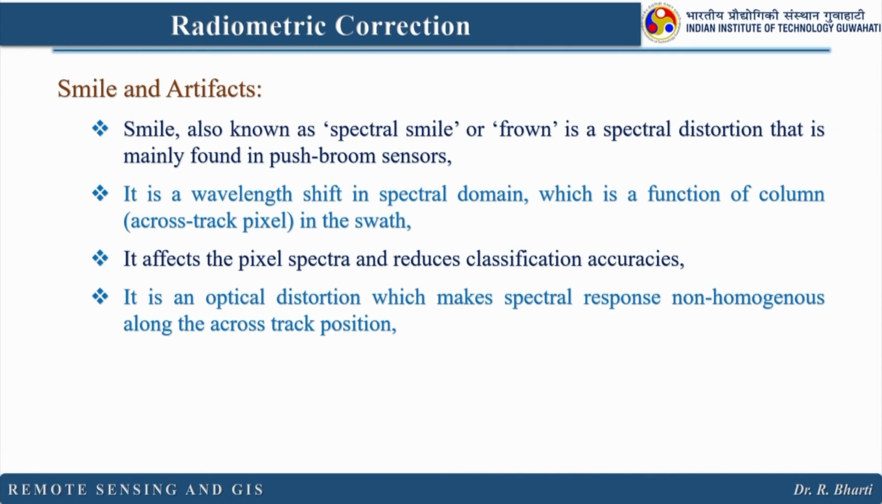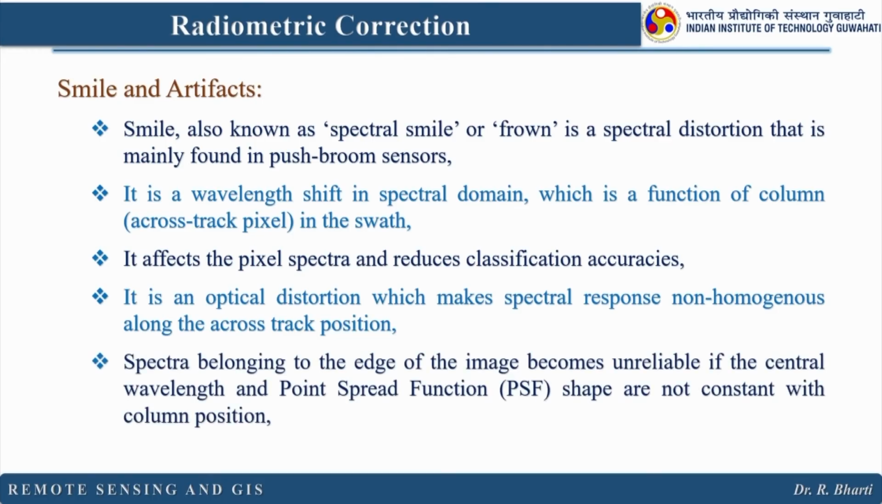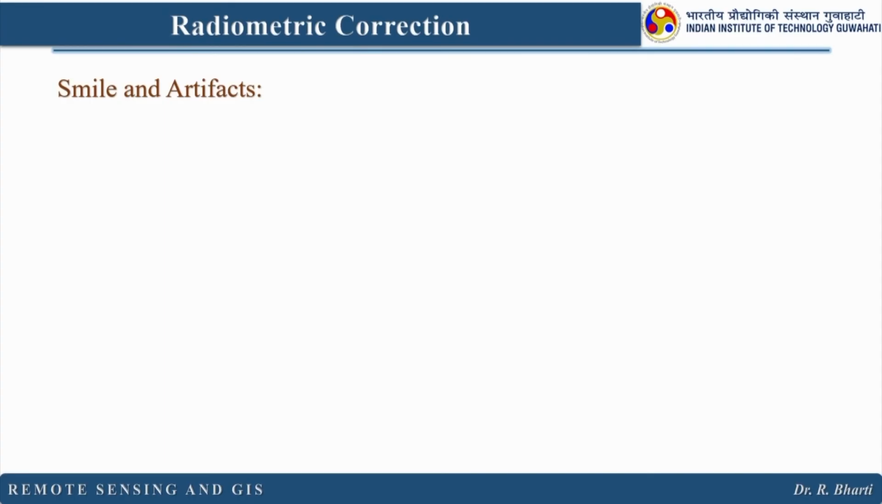It is an optical distortion which makes the spectral response non-homogeneous along the across-track position. So if you see the corrected and before-corrected wavelength, it will have some changes, right. That I will explain to you. Spectra belonging to the edge of the pixel become unreliable if the central wavelength and point spread function shape are not constant with column position. So what is happening? The whole column is getting shifted somewhere else, into some other band.